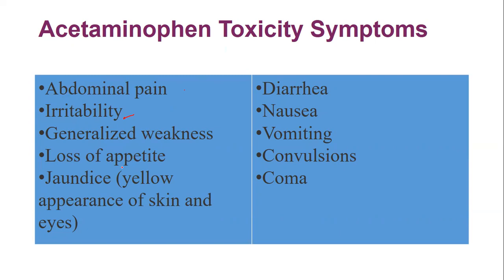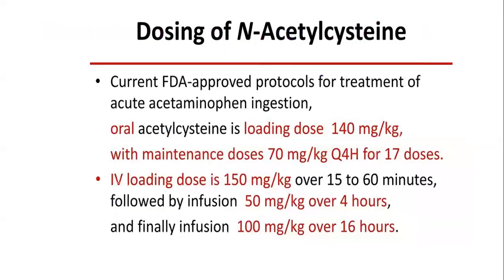We know that the liver is an organ which detoxifies many drugs and harmful products. If the liver is damaged by this type of toxicity, there will be jaundice, a yellowish appearance of the skin. Then how can we manage paracetamol toxicity? The option was NAC, that is N-acetylcysteine. Current FDA approved protocols for the management of paracetamol toxicity allow either oral or IV loading dose. It is up to the condition of the patient.